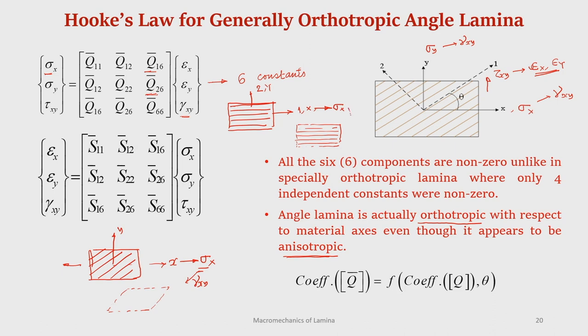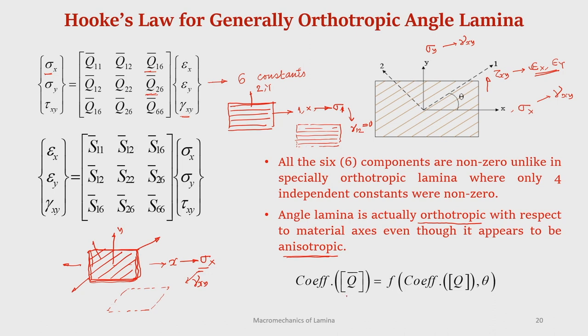Because there is no gamma 1-2. Okay? Therefore, in this case, this actually looks like this is anisotropic because there is a shear extension coupling, but it actually is not. If you actually load this along its direction of orthotropy, it will still behave as an orthotropic material. That means there will not be any shear extension coupling.